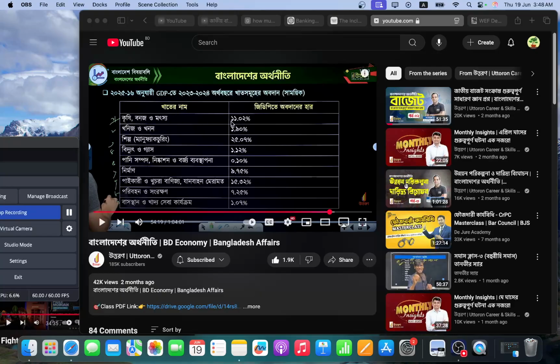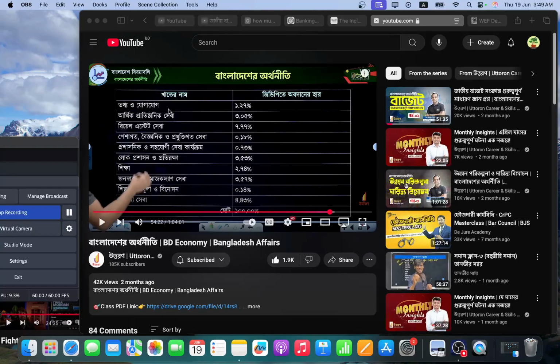Krishi, Bonoj and Motsho, 11%, Khonij and Khonon, 1%, Shilpo, 25%, manufacturing basically, electricity and gas, 1%, Pani, water is 0.1%, Nirman, 9%, okay. Nirman is probably building manufacturing. পাইকারি খুচরা বাণিজ্য, যানবাহন মেরামত 15%, পরিবহন ও সংরক্ষণ 7%, বাসস্থান ও সেবা, okay. And these are the rest of the things. So তথ্য 1%, আর্থিক 3, real estate সেবা, real estate like 7 point, real estate is different from manufacturing. That is good to know.